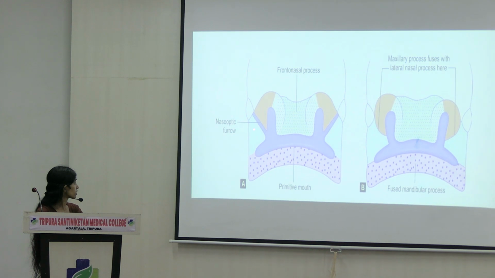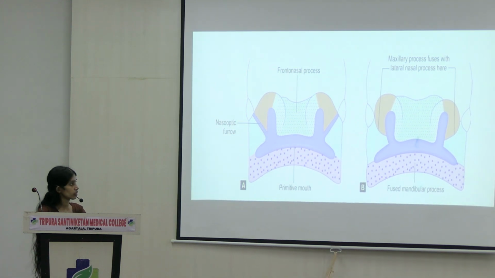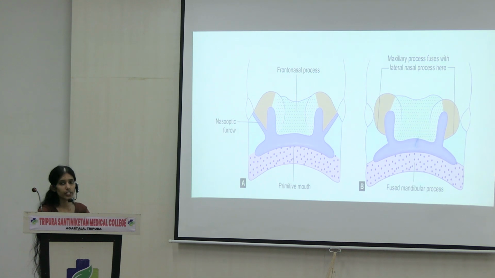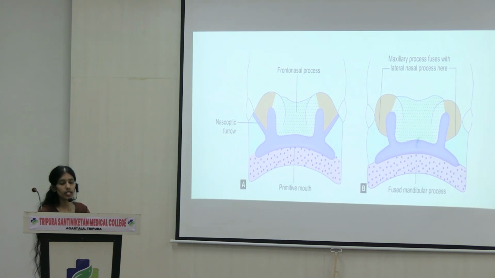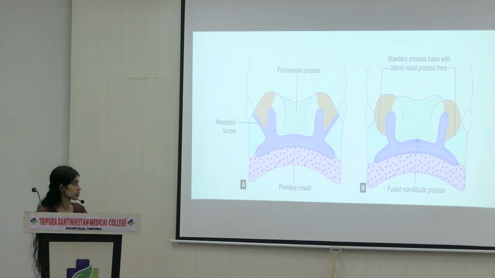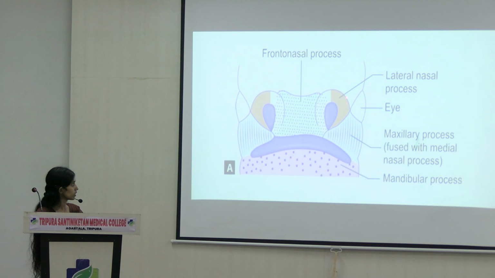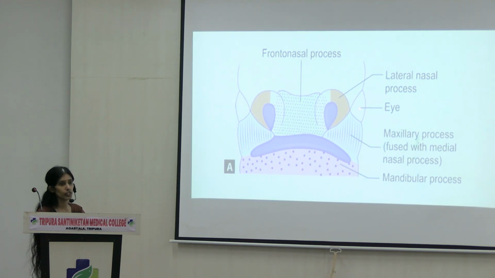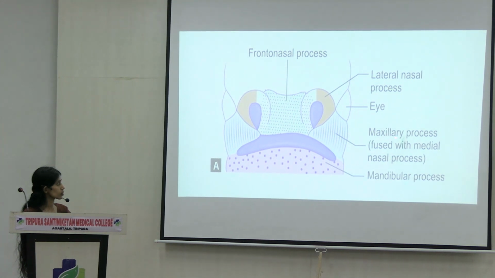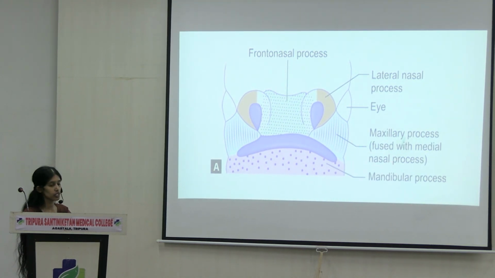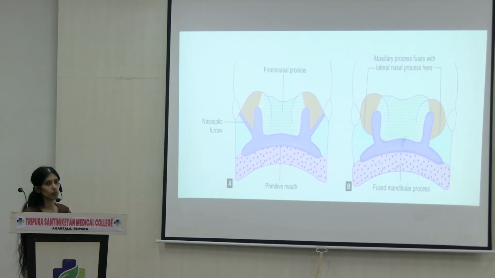So you can see here, this is the naso-optic furrow. It is nothing but a gap or a cavity present between your lens placode and the maxillary process. So here you can see the maxillary process fused with your lateral nasal process in this region. Next, we have the lateral nasal process and your lens placode is going to develop as the eye region. The maxillary process, here it is fusing with your medial nasal process. Remember, your maxillary process fused with both medial and lateral nasal process.